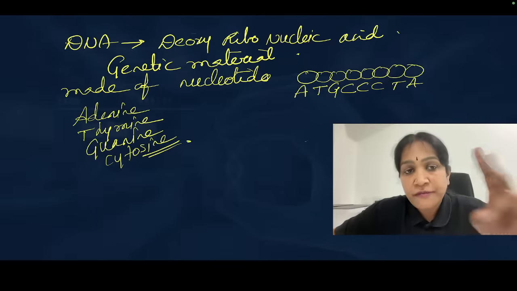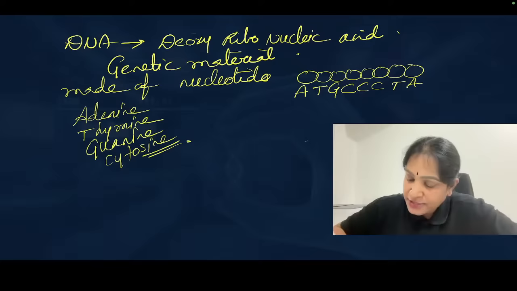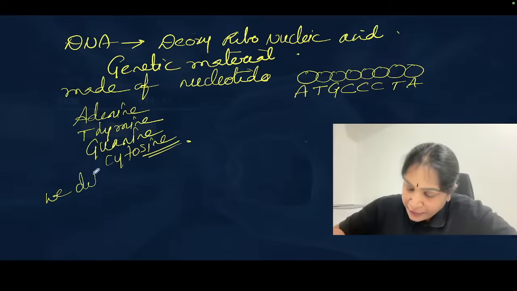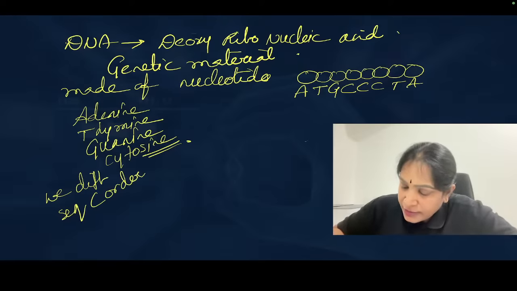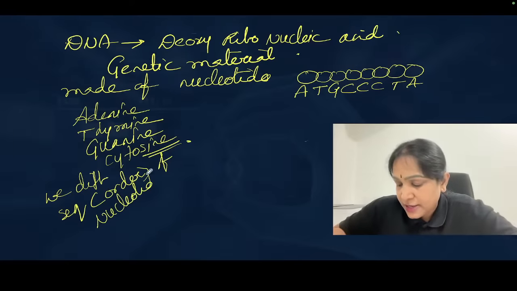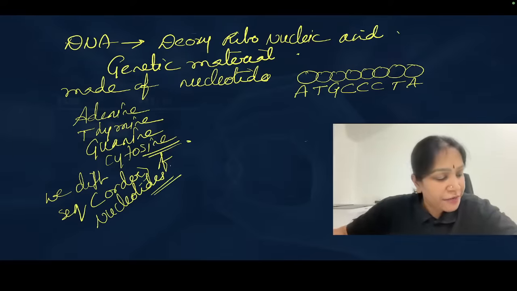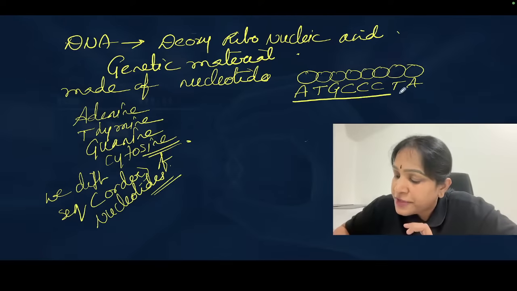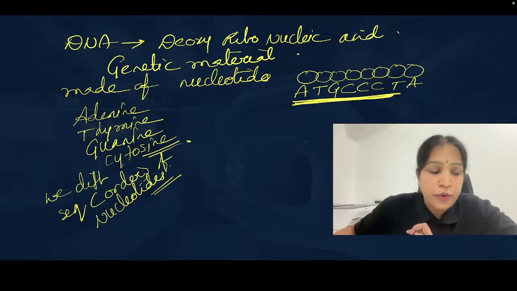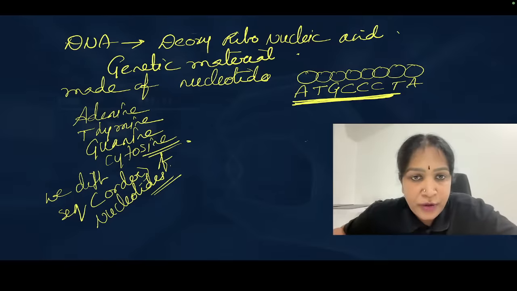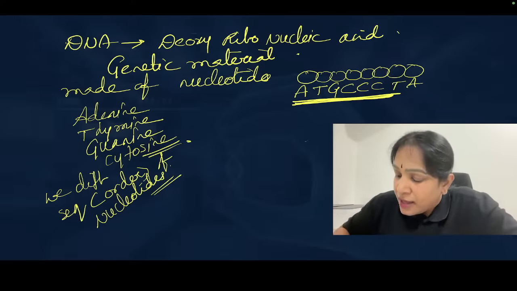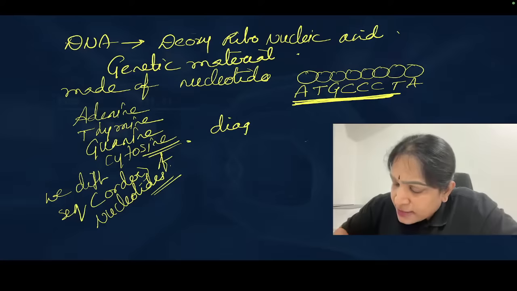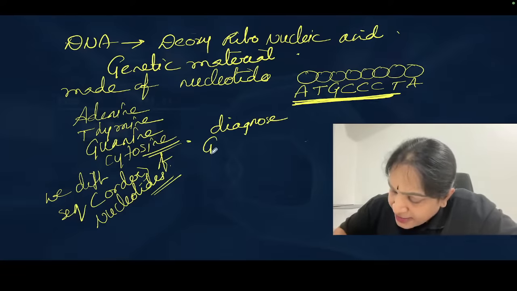We all have a different sequence of DNA. We all differ in the sequence, that is, the order of nucleotides. Is it clear? What makes you different from me? Why do you and me look different? Because the order of these letters is different in both of us. Is it clear?